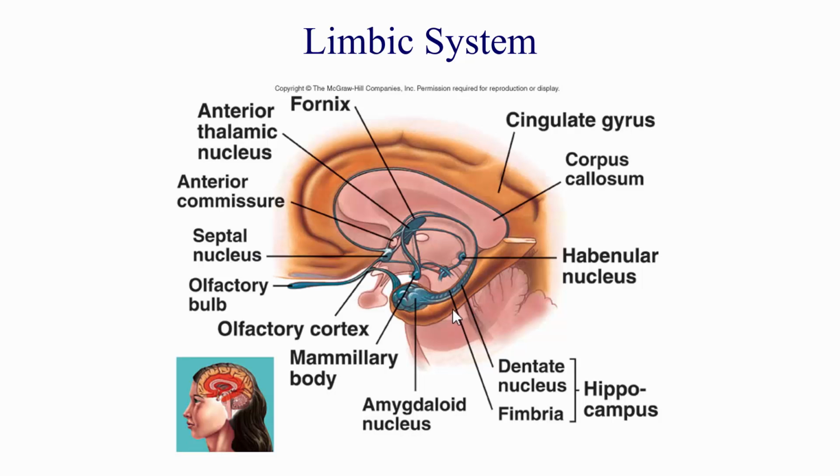And then we have the fimbria. Fimbria means finger-like. Doesn't show up too well, but yeah. And then the amygdaloid nucleus. And the mammillary body. And again, the olfactory cortex, olfactory bulb, the septal nucleus. So all of that is part of the limbic system.